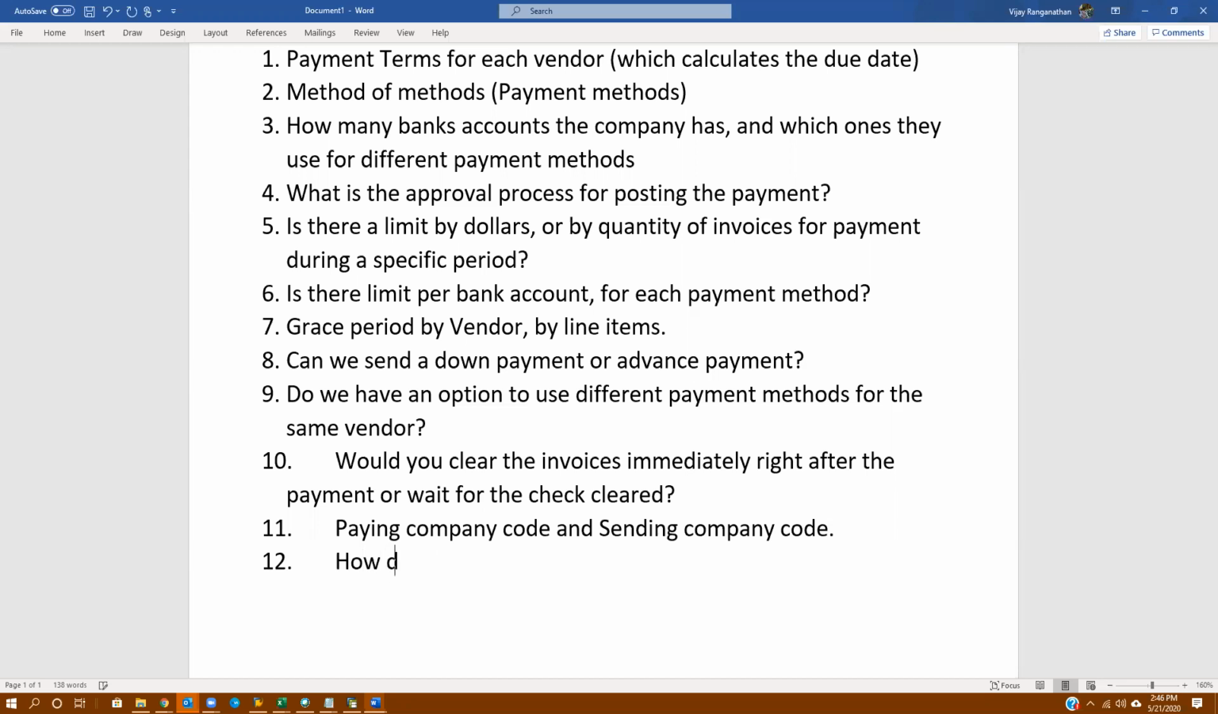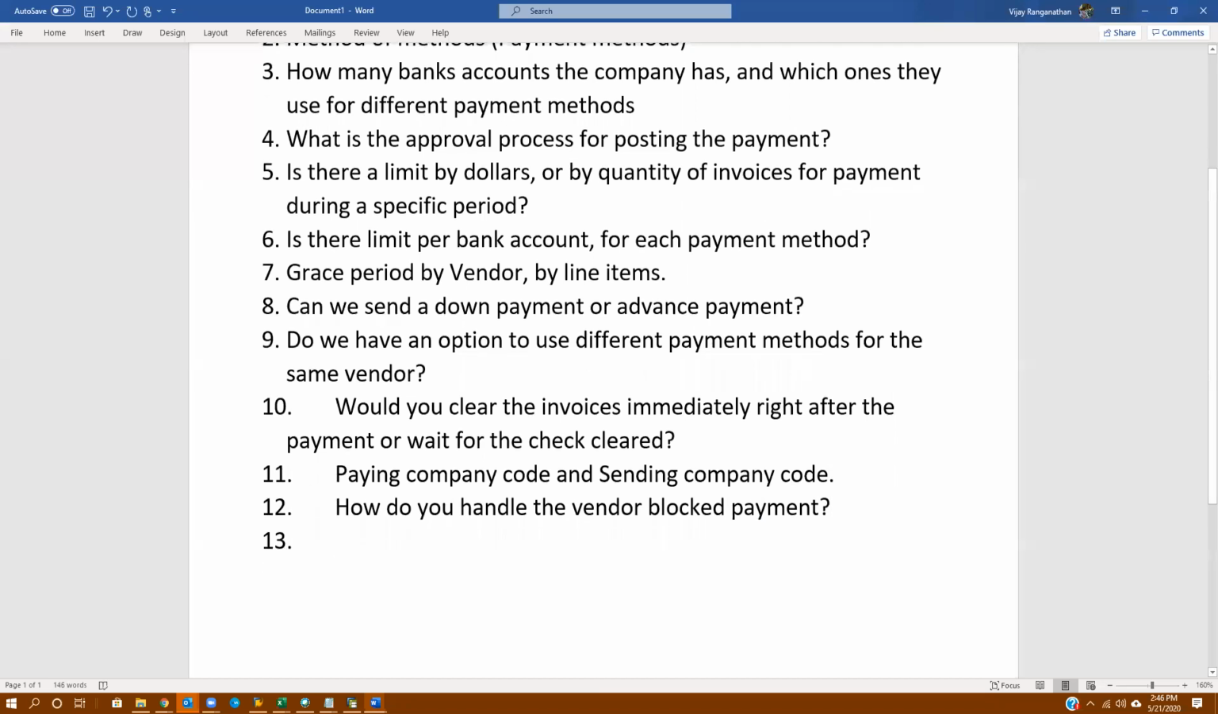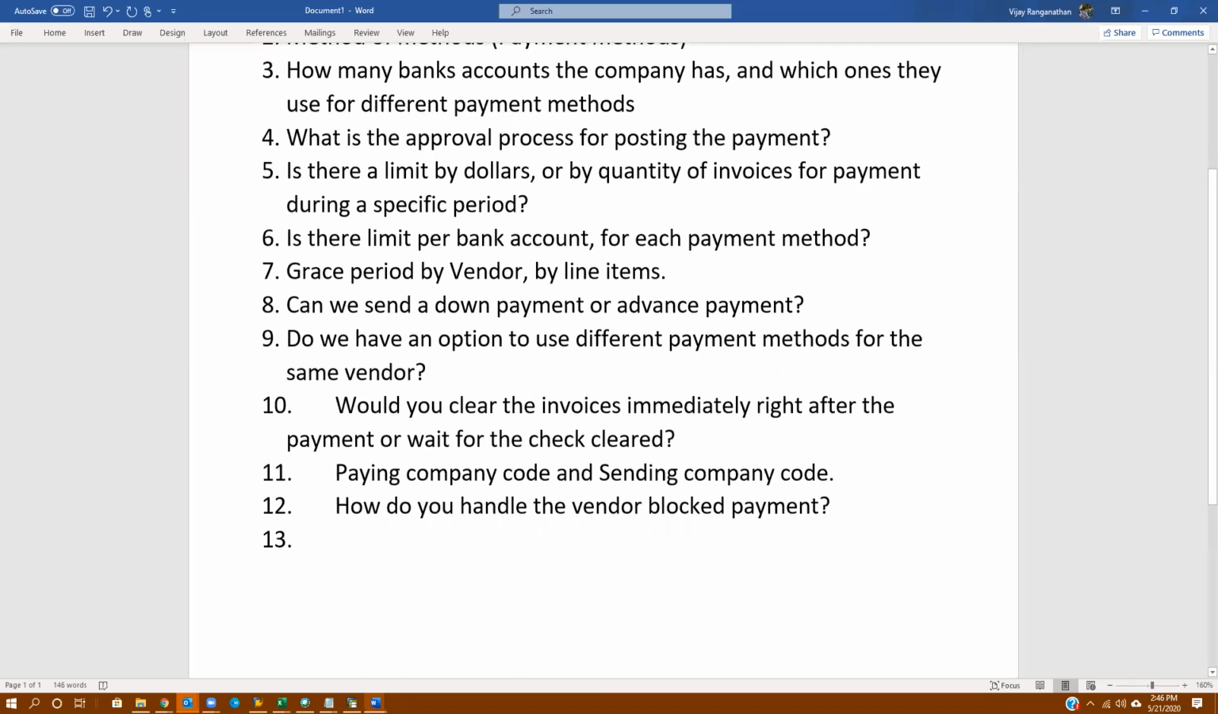How do you handle the vendor blocks? Vendor blocked for payment, right? Because there's a dispute, you don't want to pay. And also one more thing: he's supposed to supply 100, but he only supplied 90, and we still took the invoice. He's supposed to be paid, right? We blocked the invoice, not for payment. How do you handle this? Okay, great.